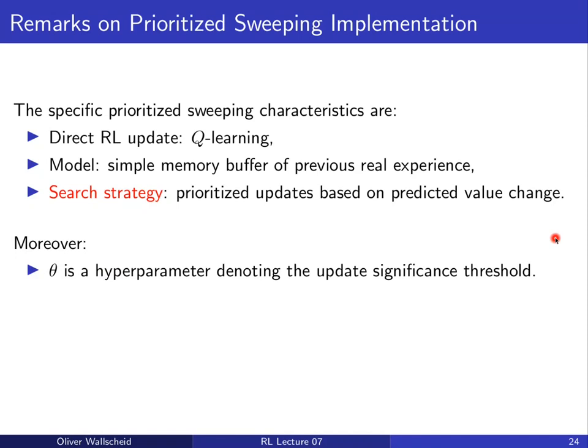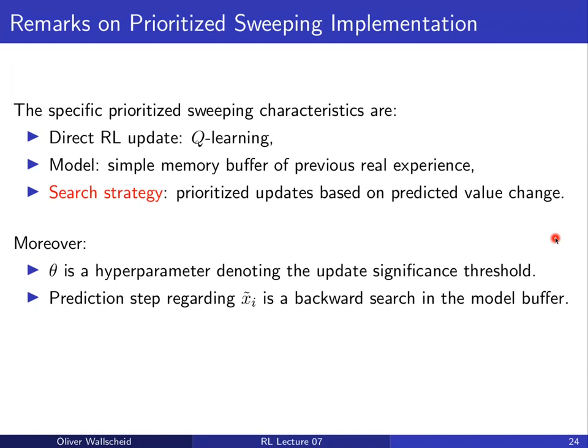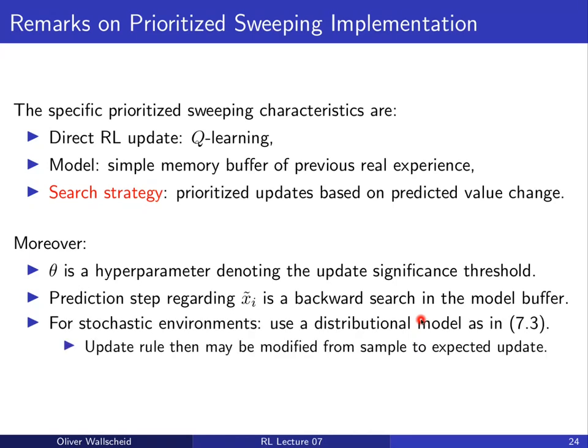The threshold parameter theta becomes therefore an important hyperparameter, which can be tuned by the data scientist, by the engineer, and the prediction step regarding that x tilde, which I've discussed, is basically a backwards search in the model buffer in order to speed up the learning even a little bit quicker. And again, for that simple model buffer which we have used, we have to assume that we are working in a deterministic environment. If we want to extend prioritized sweeping also to stochastic environments, we should use a distributional model, as we have discussed in equation 7.3 today, and therefore also maybe take into account that we want to change our sample-based update rule to an expected update rule.